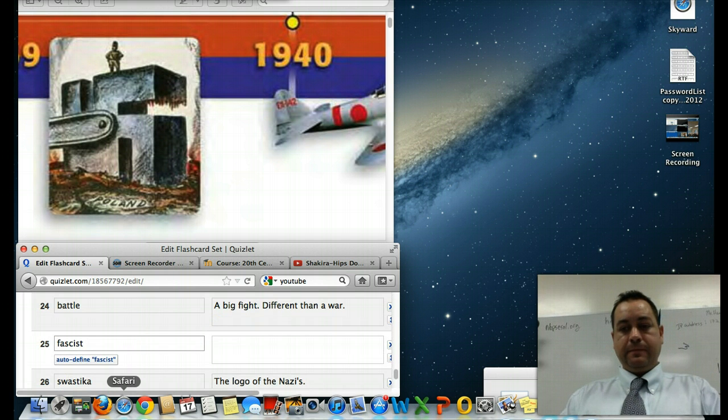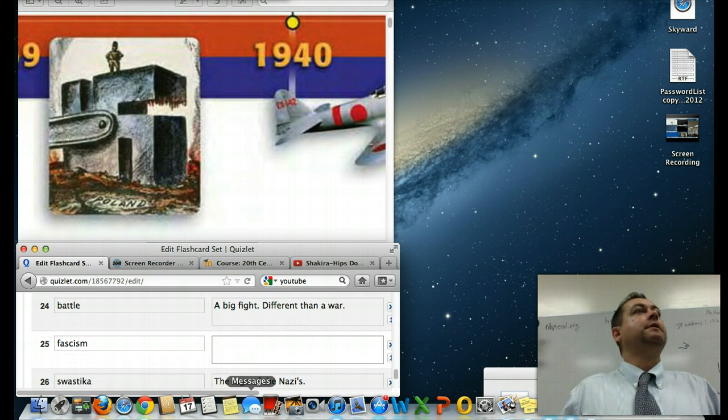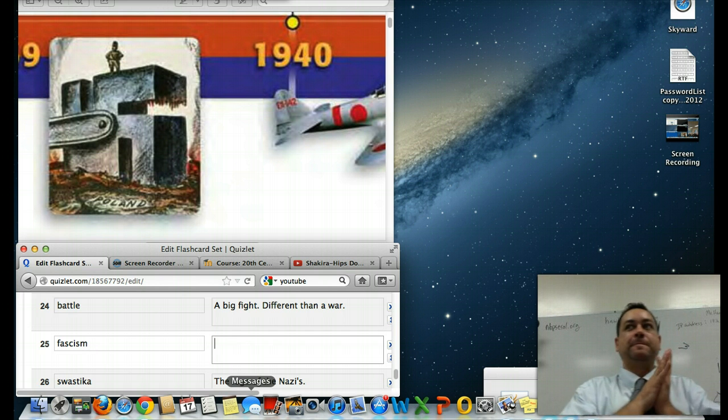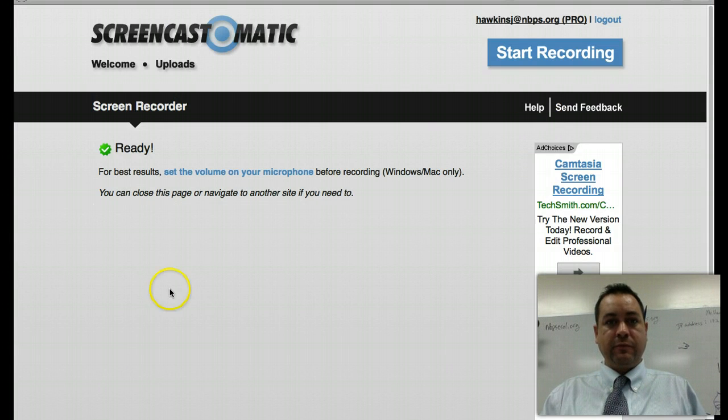Let's see. Fascism. Since we talked about it, we might as well say what it is. Can anyone tell me what fascism was? Let me show you what a fasces is. This comes from Roman times.